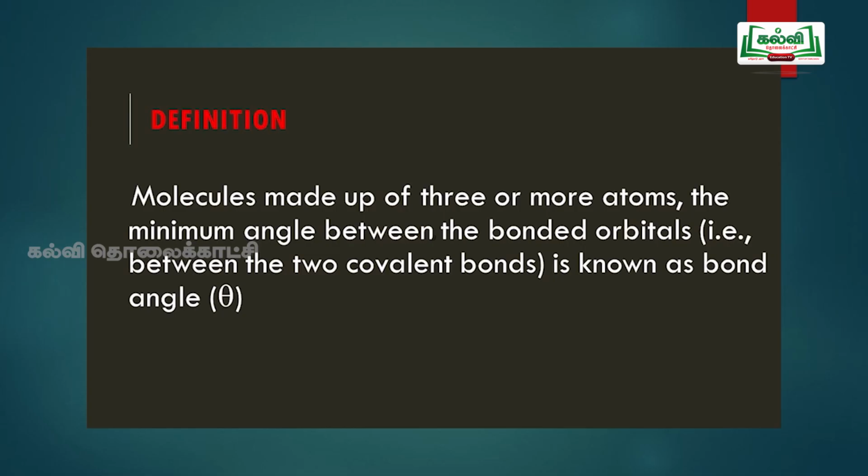So, students, you just remember what is bond angle? In molecules made up of 3 or more atoms, the minimum angle between 2 bonded orbitals, or between 2 adjacent bonds, is known as bond angle. It is denoted by the symbol theta. Remember, bond angle is denoted by the symbol theta.